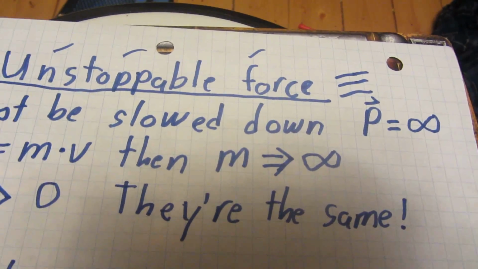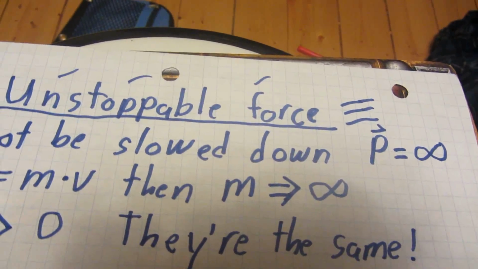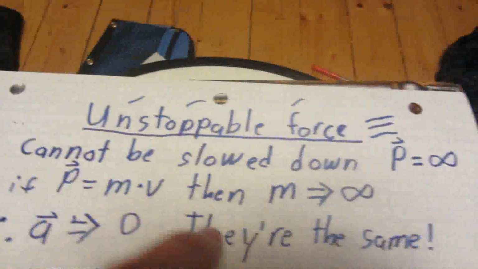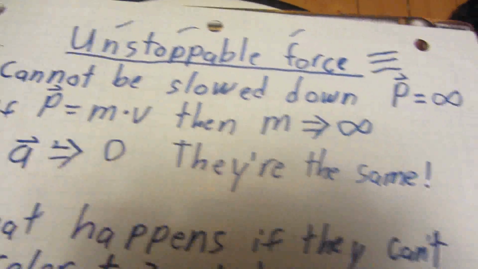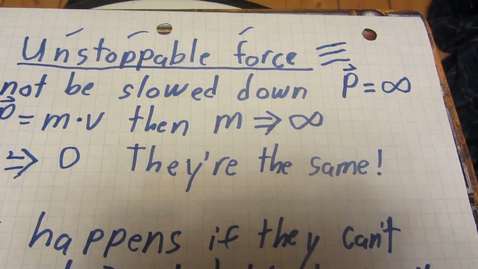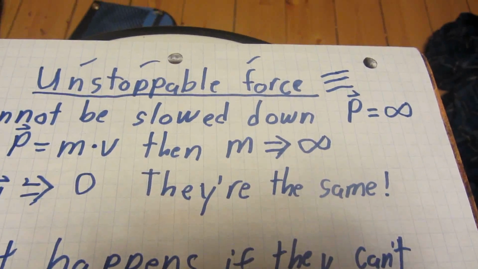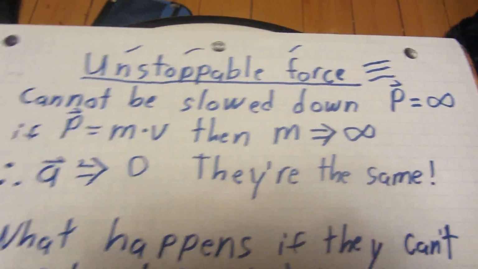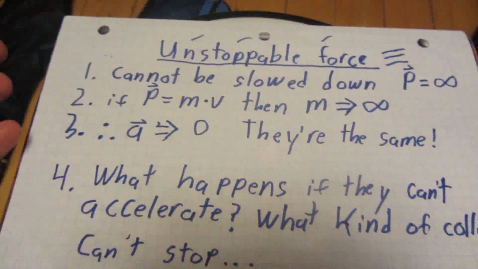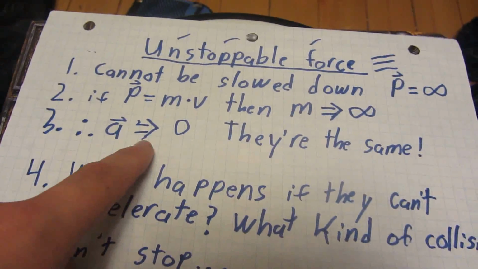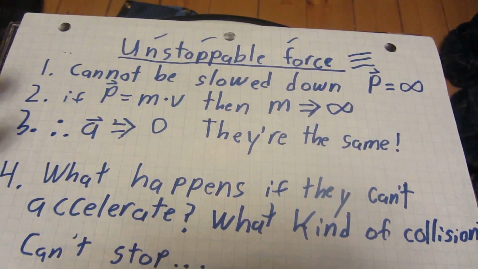Well, hang on, that looks familiar. The last thing we talked about, immovable objects, also had infinite mass and also couldn't accelerate. So they're the same thing, an unstoppable force and an immovable object, with different frames of reference. Well, okay, that's cool, but we still haven't answered what happens if they can't accelerate. What kind of collision would it be?